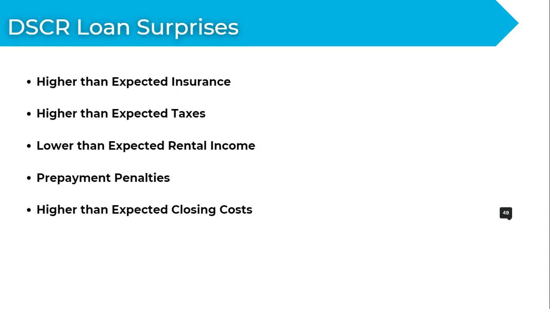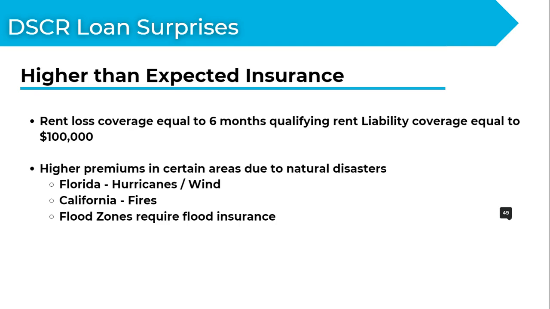A couple of DSCR loan surprises that you want to avoid: higher than expected insurance costs, higher than expected taxes, lower than expected rental income, prepayment penalties, and then higher than expected closing costs. Let's get into each and every one of these. So first of all, higher than expected insurance.